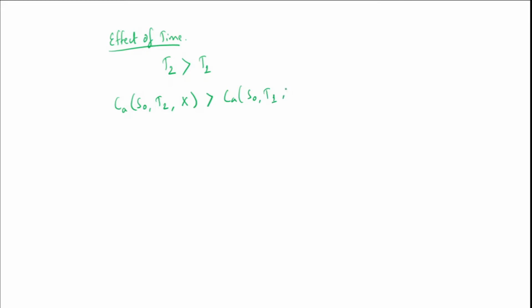Let's take two conditions. Effect of time. We have given two time conditions T2 and T1. Let's also assume that T2 is greater than T1. Then, in such scenario, the value of option, let's say American option, call American with T2 and exercise price X is greater than call American with T1 and exercise price X.